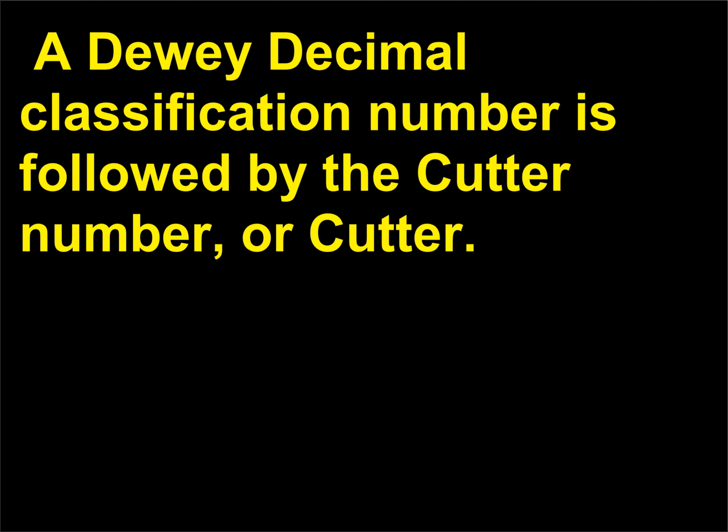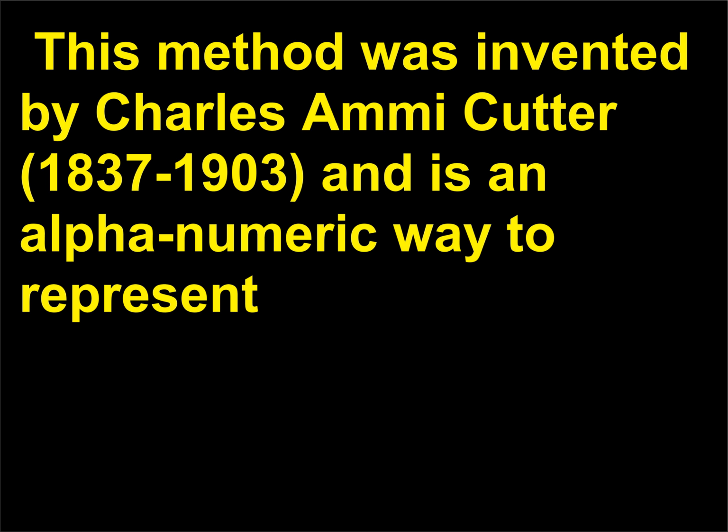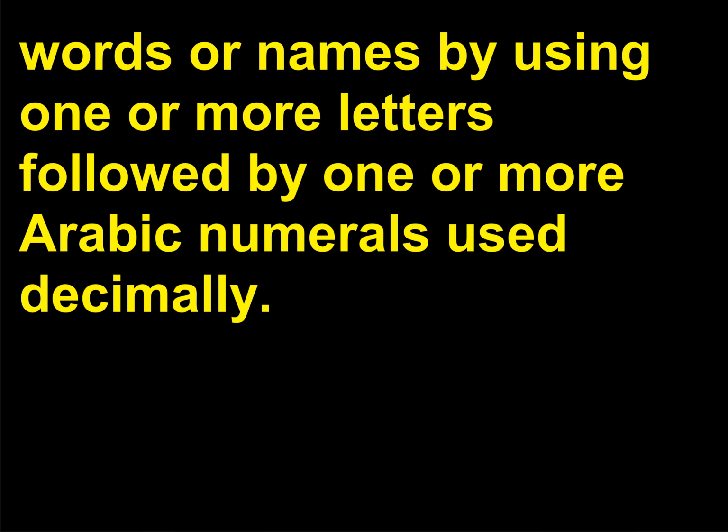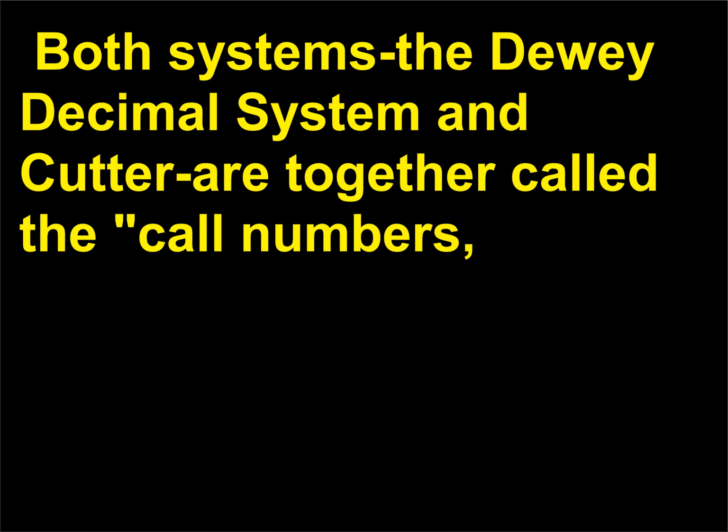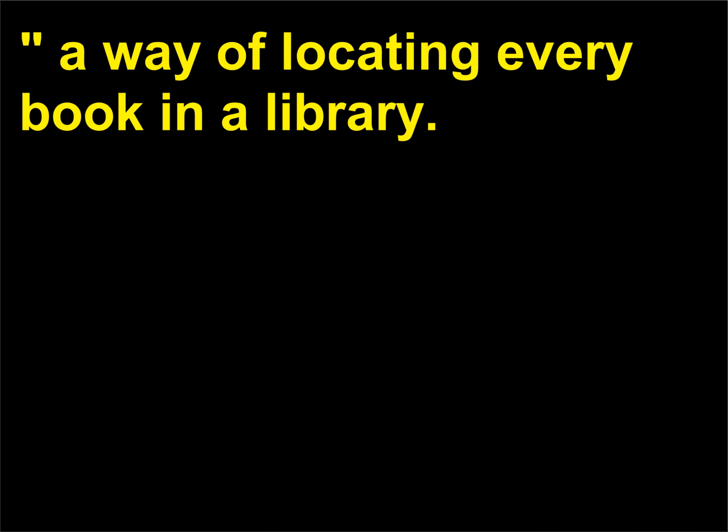A Dewey Decimal Classification number is followed by the Cutter number, or Cutter. This method was invented by Charles M. I. Cutter, 1837 to 1903, and is an alphanumeric way to represent words or names by using one or more letters followed by one or more Arabic numerals used decimally. Both systems, the Dewey Decimal System and Cutter, are together called the call numbers, a way of locating every book in a library.